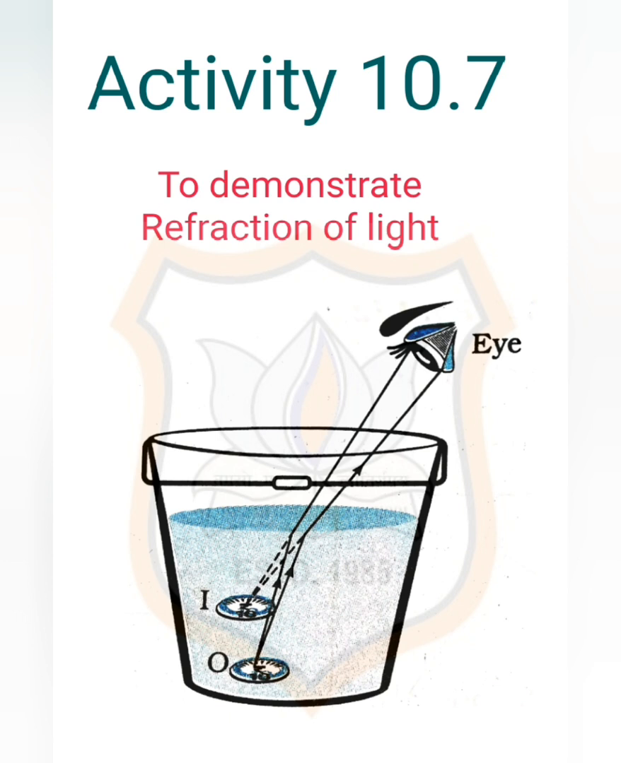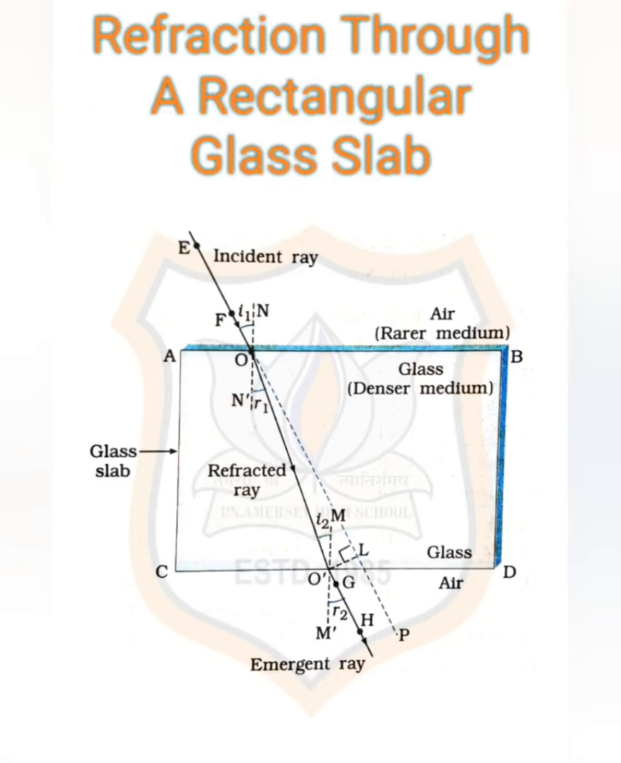So what we have concluded here: in going from water to air, rays of light bend away from the normal, and the bottom of the bucket appears to be raised. That is, the apparent depth of the bucket is less than the real depth of the bucket. This is the refraction phenomenon. Now next, another important topic, that is refraction through a rectangular glass slab.